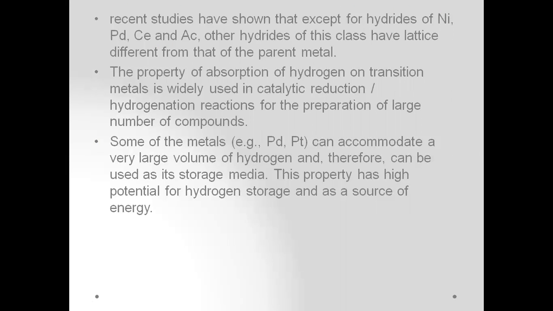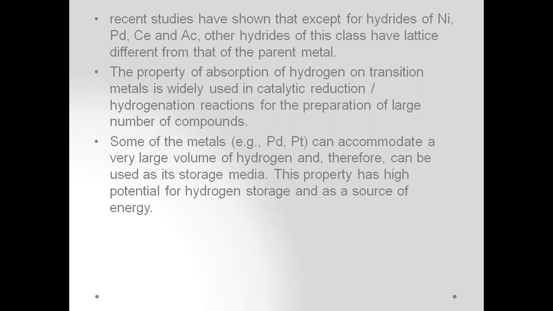Recent studies have shown that except for the hydrides of Ni, Pd, Ce and Ac, other hydrides in this class have a lattice different from that of the parent metal. But I've already told you that they are non-stoichiometric, the structure is not fixed, so they just gave the exceptions. The hydrides of Ni, Pd, Ce and Ac have a different structure from their parent atom. The parent has a different atomic structure, but when they form hydrides, they show different structures. Okay, and other compounds show different types.